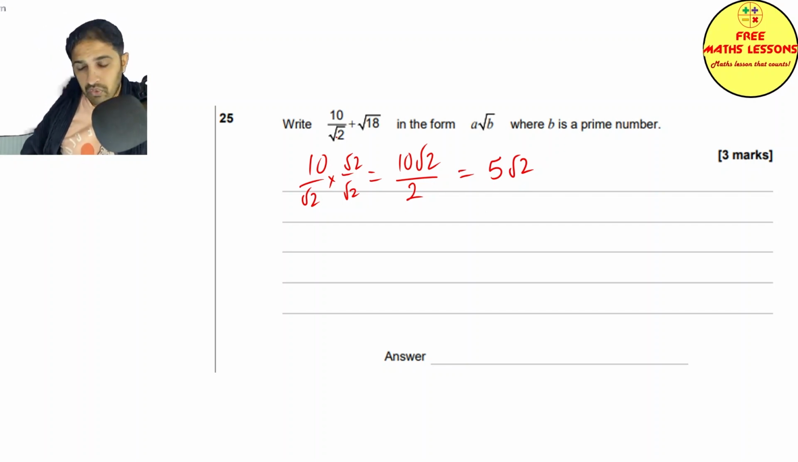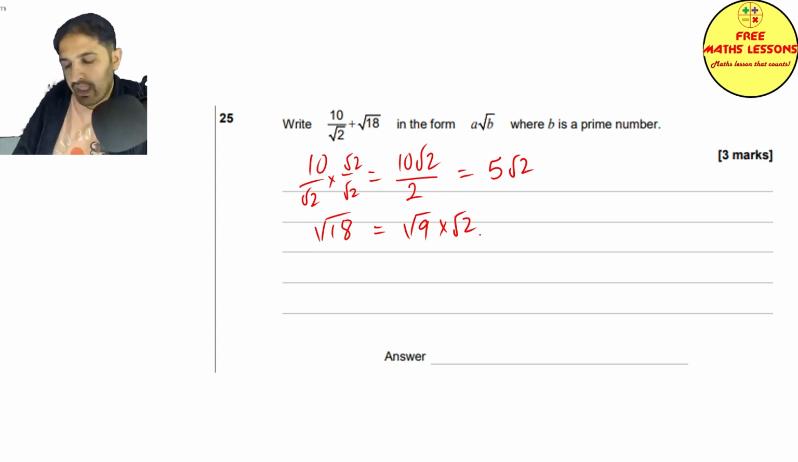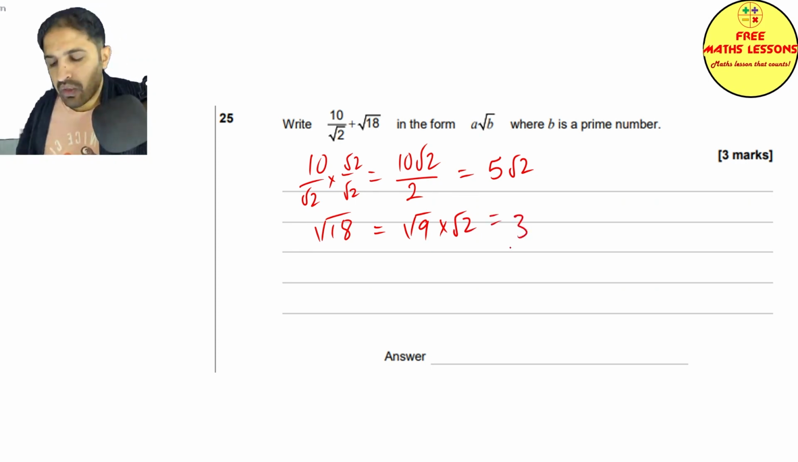So we have 5 root 2, and we can simplify root 18 now. Okay, so root 18, you're trying to look for the square number that goes into 18. So we can write that as 9 times root 2. Square root of 9 is 3. So 3 times root 2, which is 3 root 2. So what we're doing is actually adding these numbers, because that's what's happening here: 10 over root 2, which is 5 root 2, plus root 18, which is 3 root 2. So we have 5 root 2 plus 3 root 2. That gives you 8 root 2.